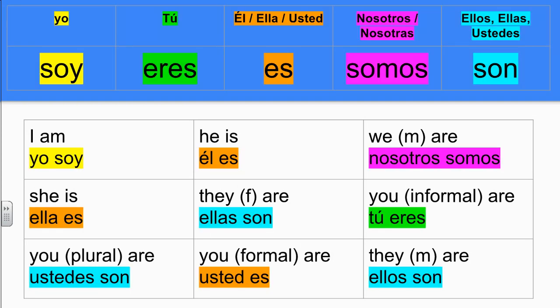Great job. Hopefully you came up with these forms. I've left in yellow for you so you can see yo soy, I am, yo soy. He is, él es. She is, ella es. And you formal, usted es. We are, nosotros somos. We have our you informal, tú eres. And then we have our plural forms, they are, the group of girls, ellas son. You all, ustedes son.